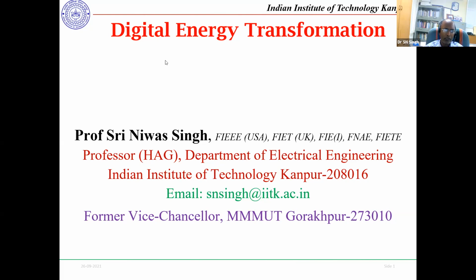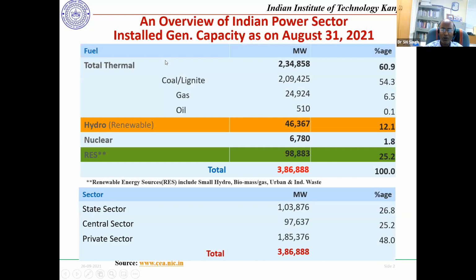So to start, as you know, on the 31st August of this month, we have approximately a total generation of 386 gigawatt.